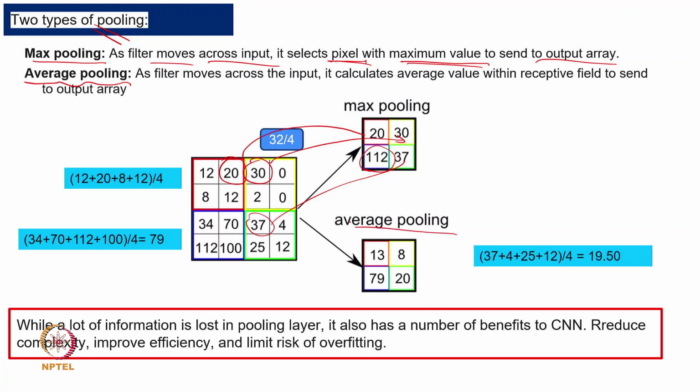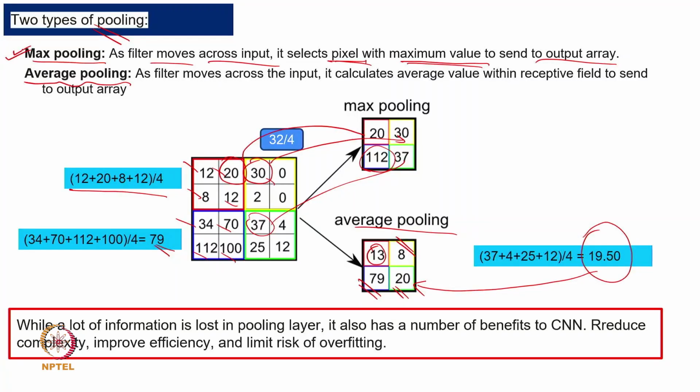Now coming to average pooling, it takes the average of these values. So the average of 12, 28 and 12 is shown here. The average will turn out to be 13, and that has been stored over here. In this case, 32 divided by 4 is 8, and it has been stored here. Similarly, in this case 34 plus 70 plus 112 plus 100 turns out to be an average of 79, and that has been stored over here. And coming to the last one, the average is 19.5, but it doesn't take a decimal, so it has moved to 20. That means rounding off 19.5 gives 20, and that has been stored over here. This is average pooling and max pooling.